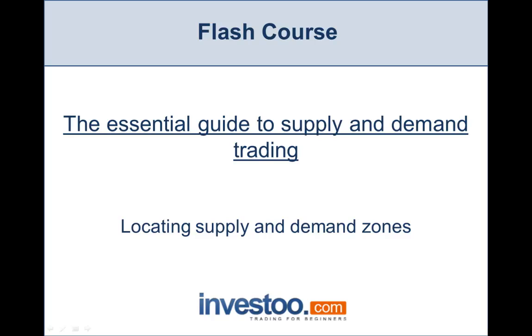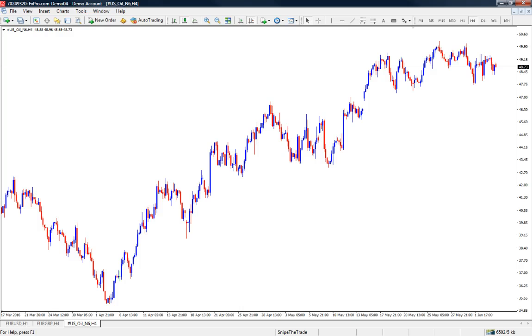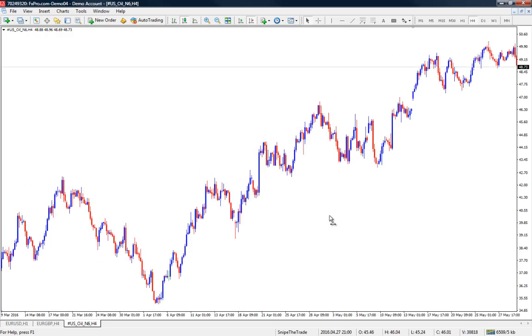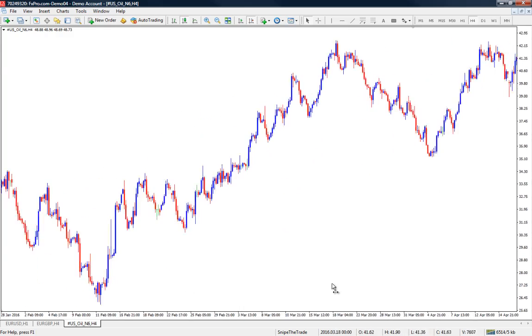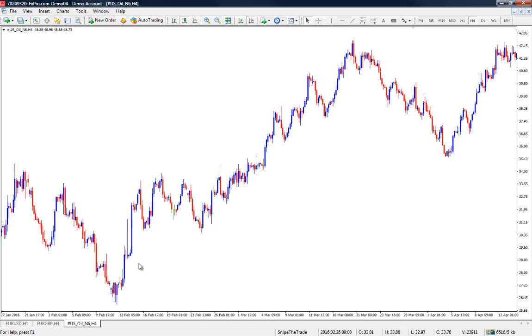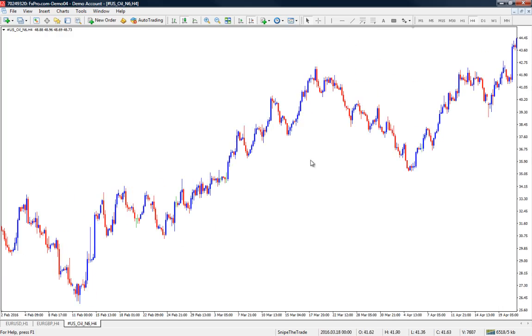In this lesson, we are going to teach you how to locate supply and demand zones. And to do so, we're going to go to the charts. Now, first of all, we are going to locate supply and demand zones on the charts where orders have been absorbed completely. This means that in this crude oil chart, for example, we are going to start locating, because we are in an up move, supply zones.